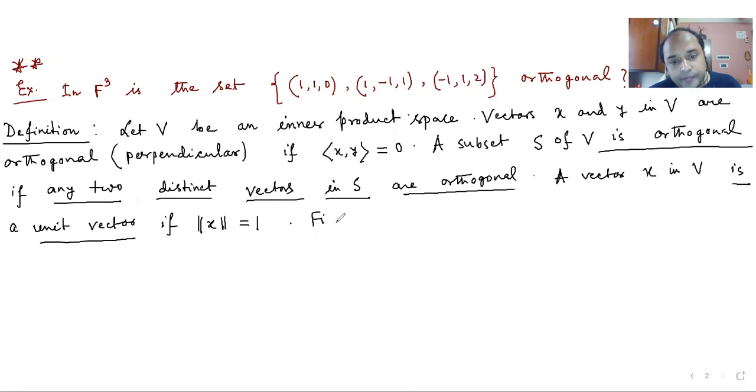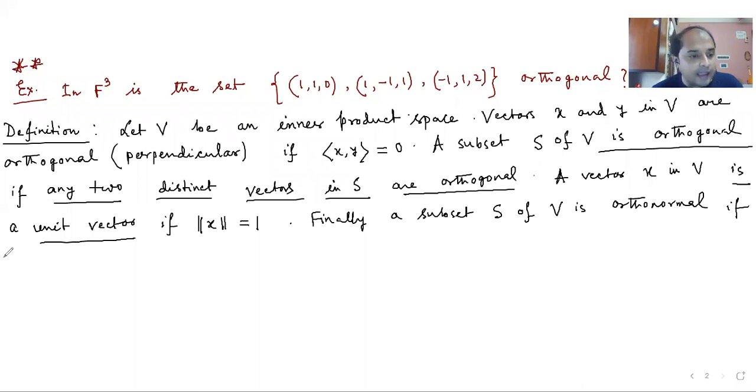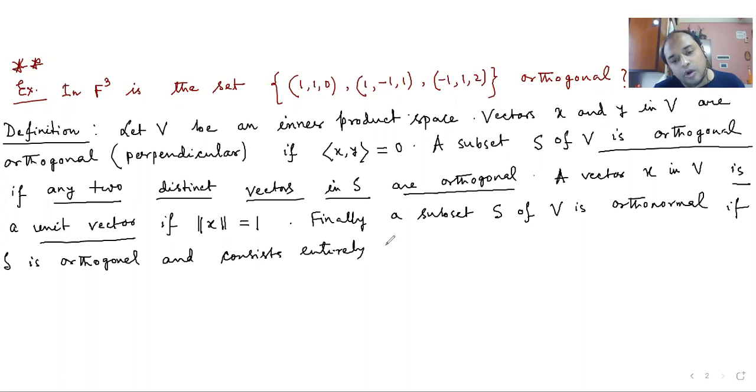Finally, a subset S of V is orthonormal if S is orthogonal and consists entirely of unit vectors.